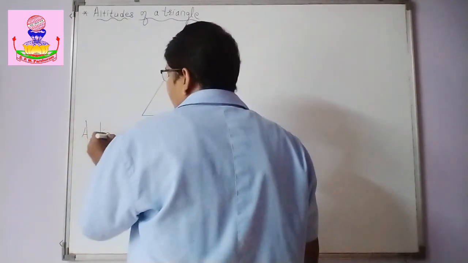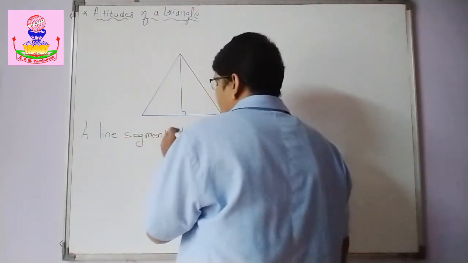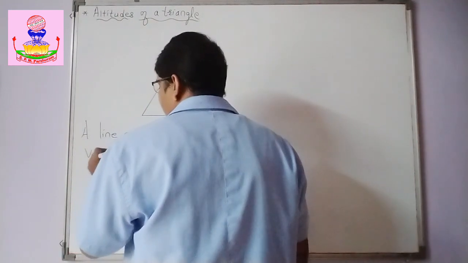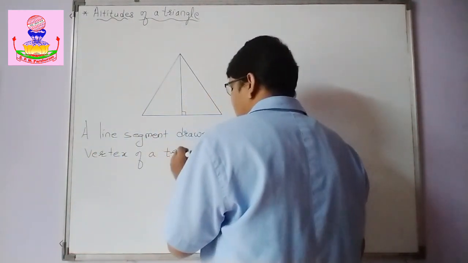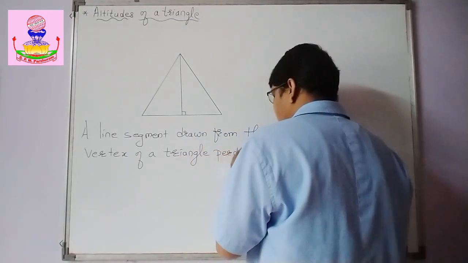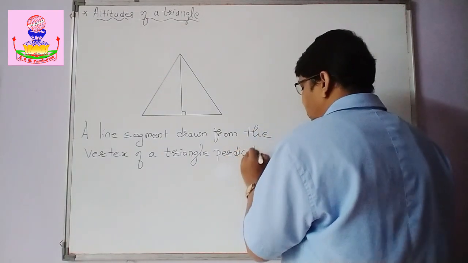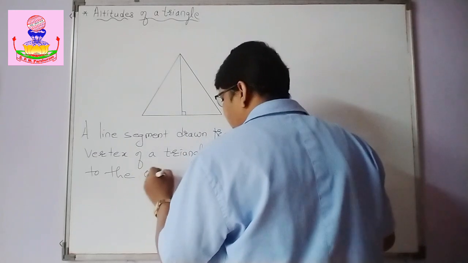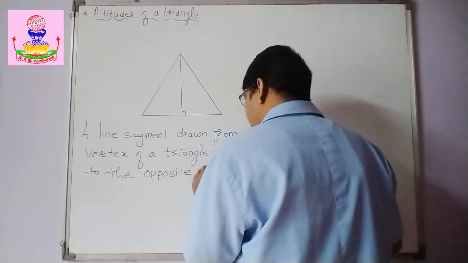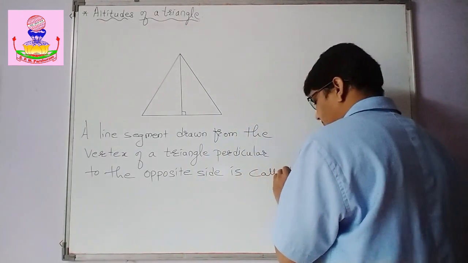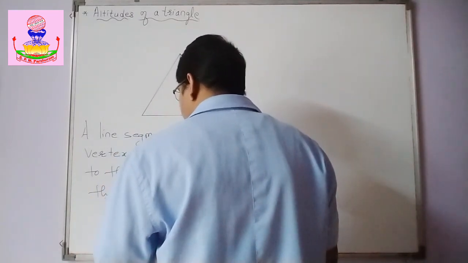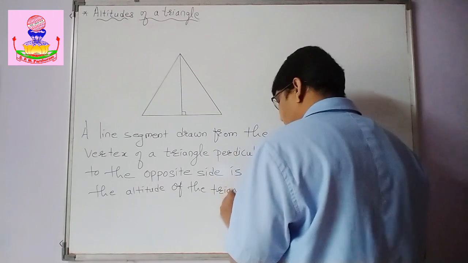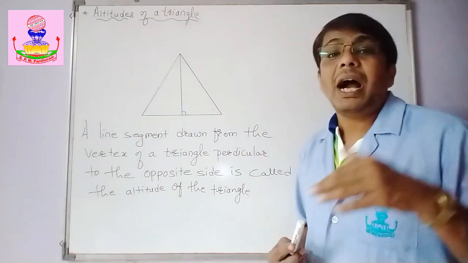Okay, so definition. A line segment drawn from the vertex of a triangle perpendicular to the opposite side is called the altitude of the triangle, or it is also called the height of the triangle.